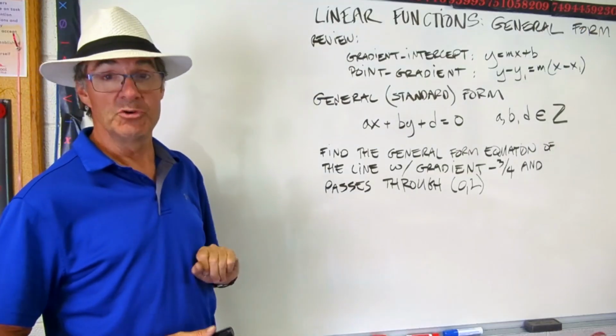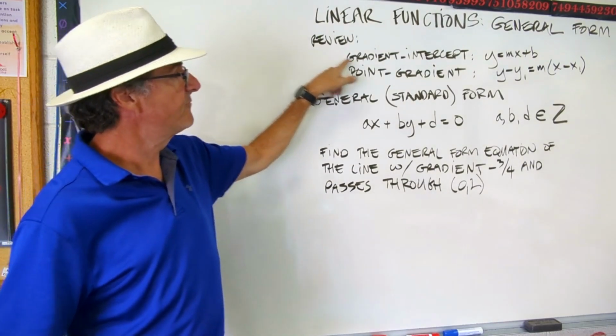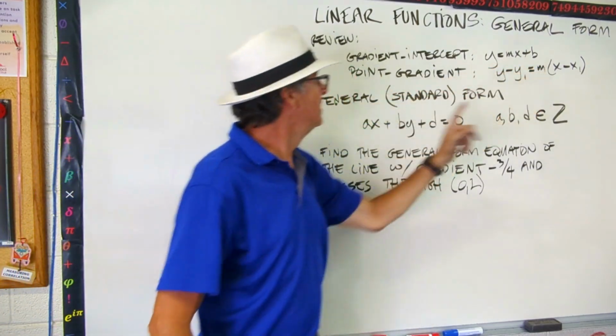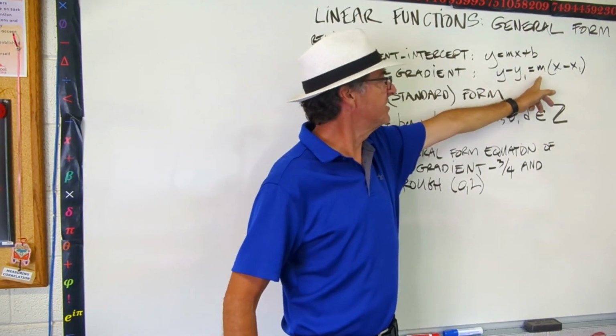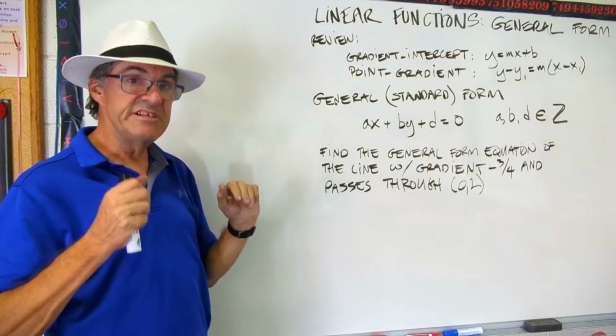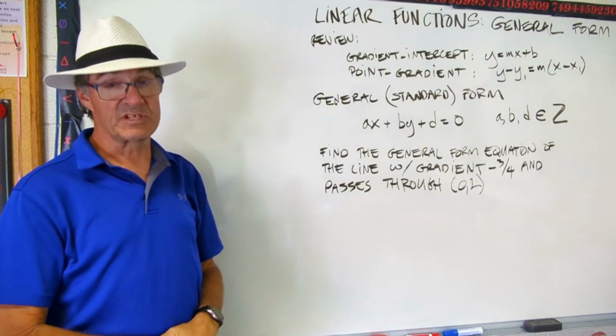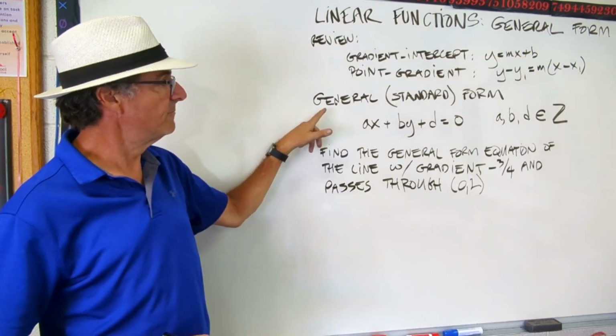So first off, to review, we have two forms so far. We have gradient intercept form, y equals mx plus b, and we have point gradient form, which is y minus y1 equals m times x minus x1. So you're going to need to understand these forms to get into some of these types of problems. So let's take a look at general form, standard form.